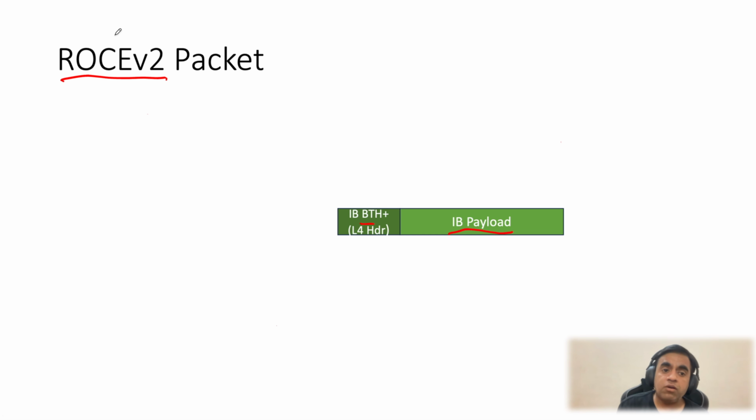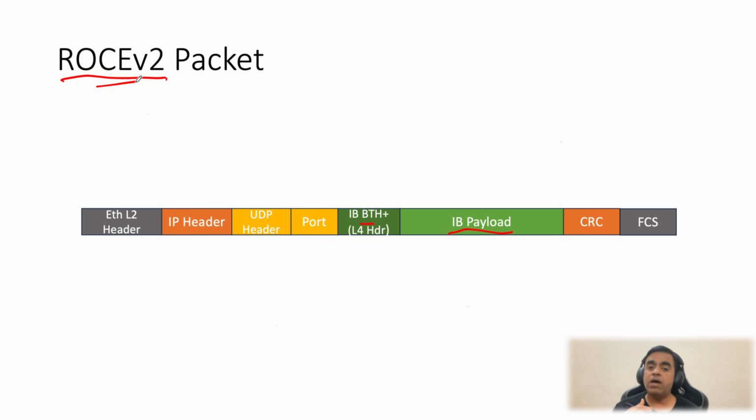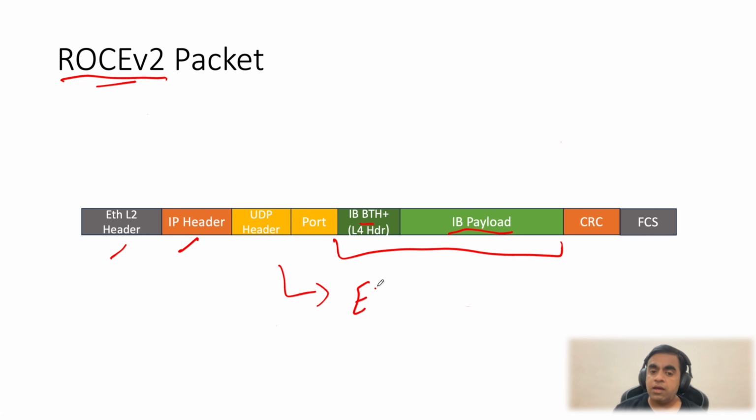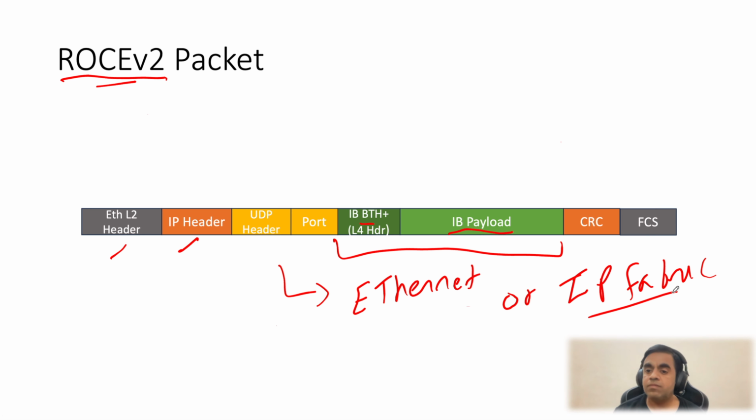But as a part of RoCE, what we have done, we have encapsulated this entire payload into what? Into an IP. Why? So that we can carry it over an Ethernet or IP fabric. Let me put it that way. Why we are doing it is something we will see.